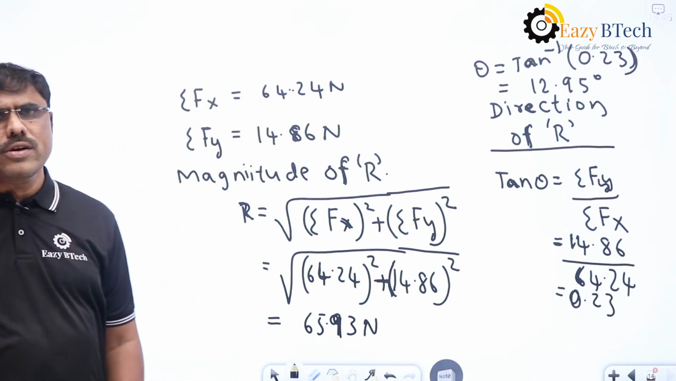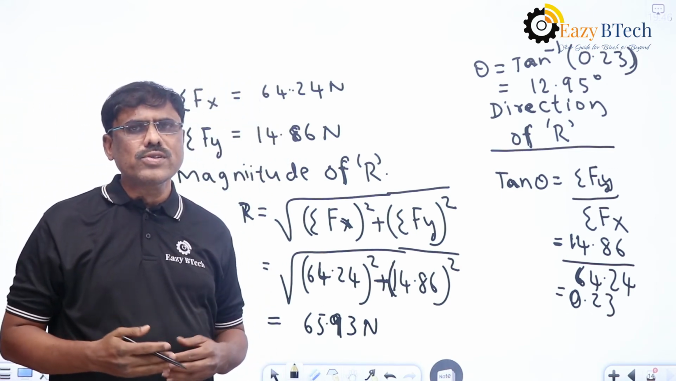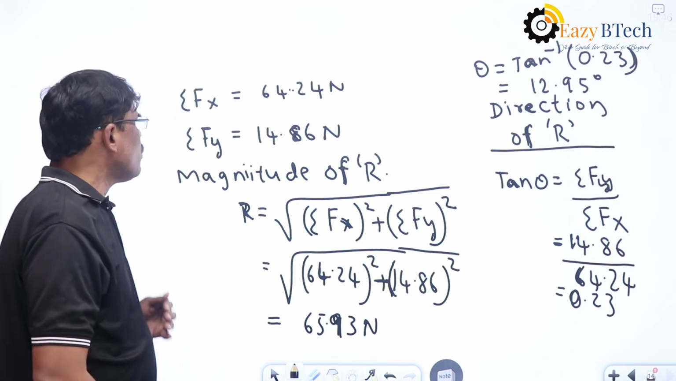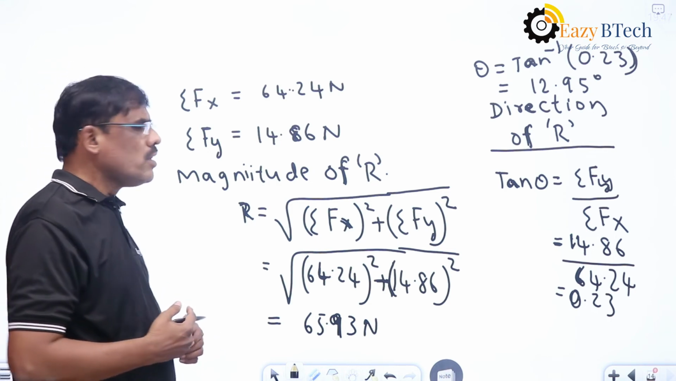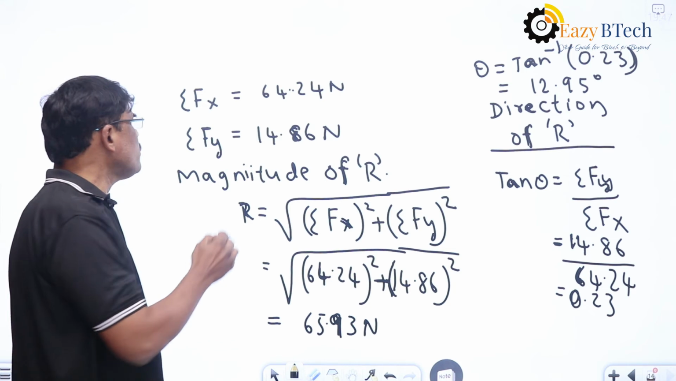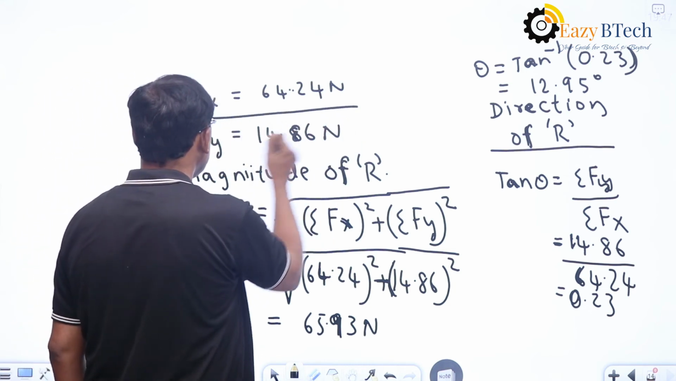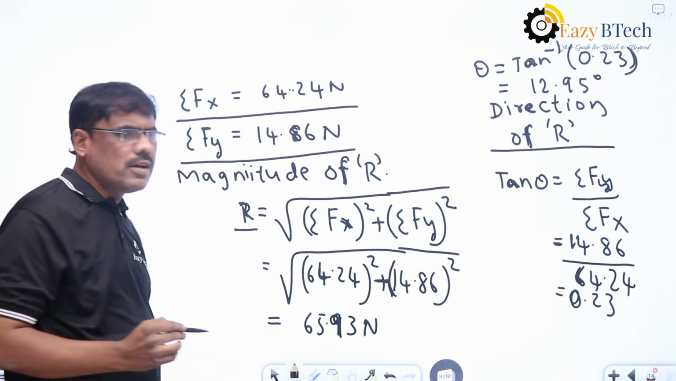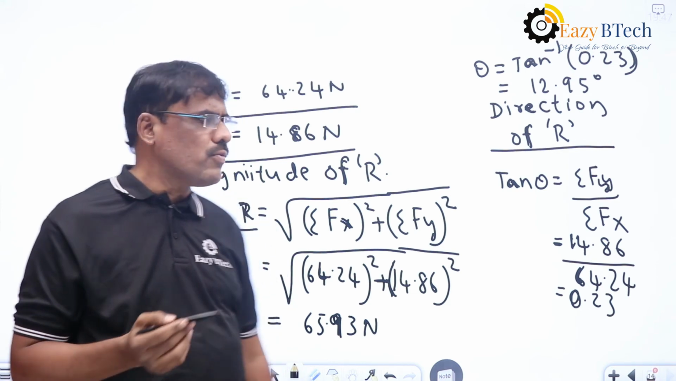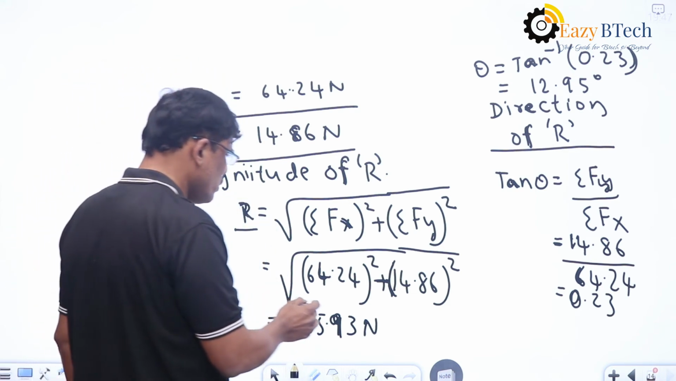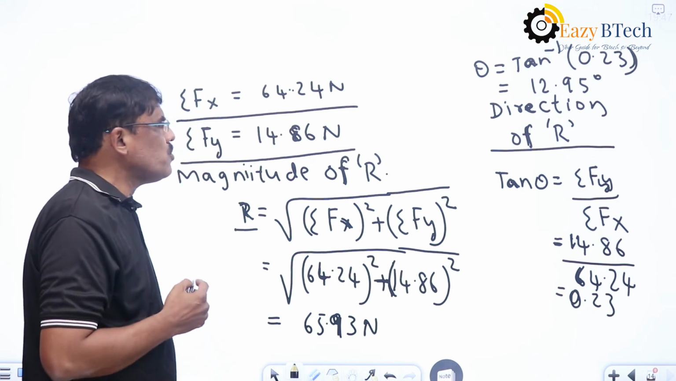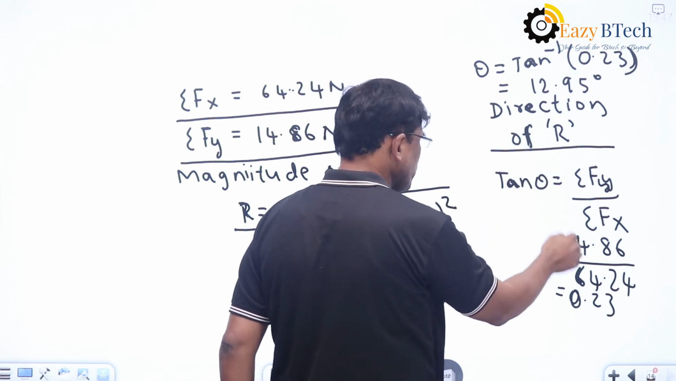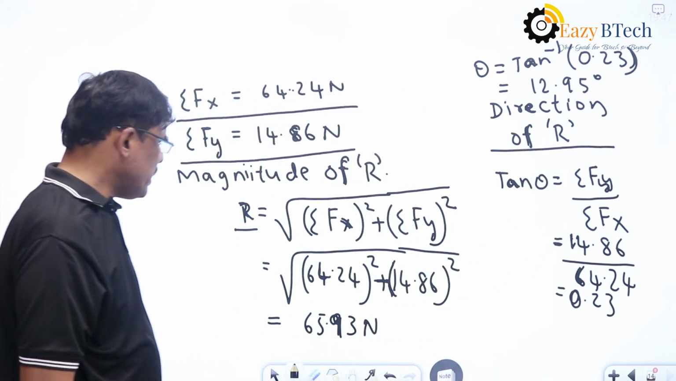First, all the forces are divided into their respective components, since it is a coplanar concurrent force system. We found all the x components and y components. When you add all the x components, we get sigma Fx, then we get sigma Fy, and this gives the resultant. This is a single force which replaces all the forces and has the same effect. Here we got 65.93 newtons, and for the direction we got 12.95 degrees.